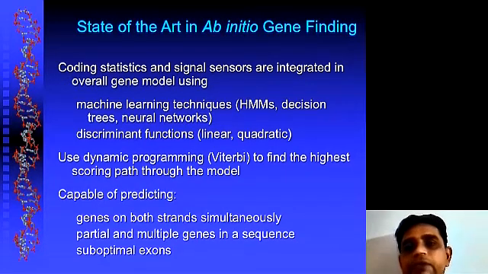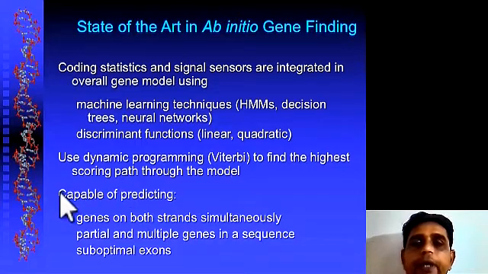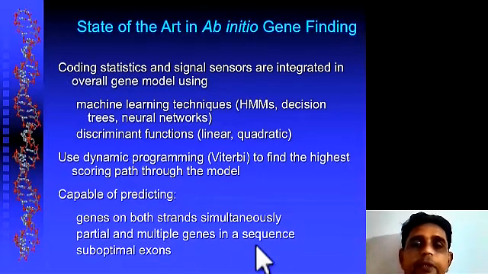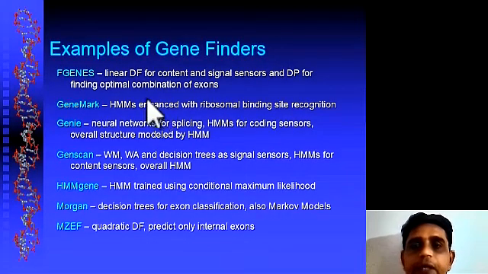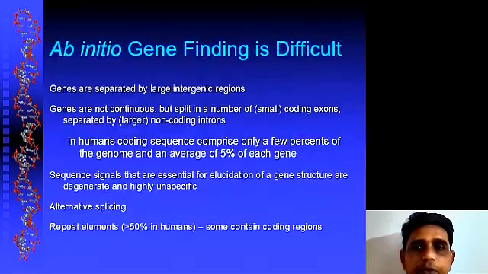In the ab initio gene finding technique, the coding sequence and signal sensors are integrated for the overall gene modeling. It will be using machine learning techniques like the HMM and so many others. It will also utilize dynamic programming, and depending upon that it is capable of predicting genes on both strands simultaneously, partial or multiple genes in a sequence, and even suboptimal exons. These are examples of some gene finding software. Some of these we will be using in the practical session also.